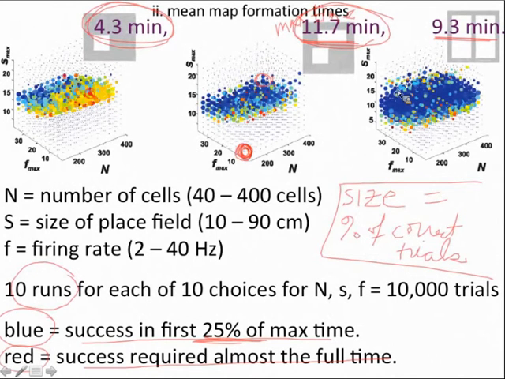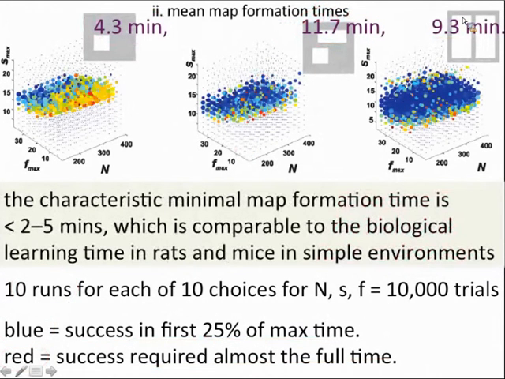But you can notice in terms of the color, it might have taken a maximum 9.3 minutes to detect the topology, but most of them detected the topology within the first 25% of the time. Here it was 11.7, but there's a lot of blue in here. Most of them, again, detected within the first 25% of the time.